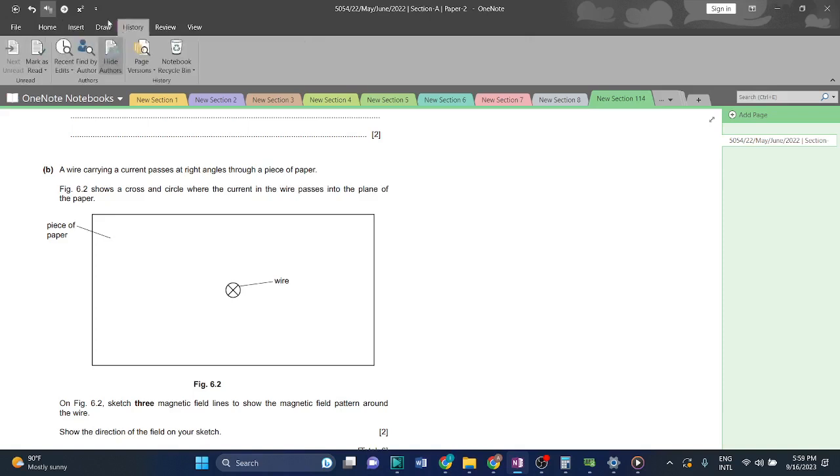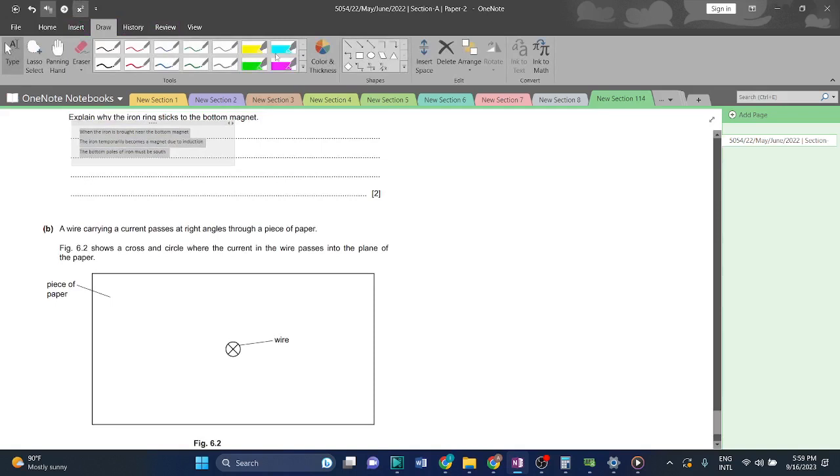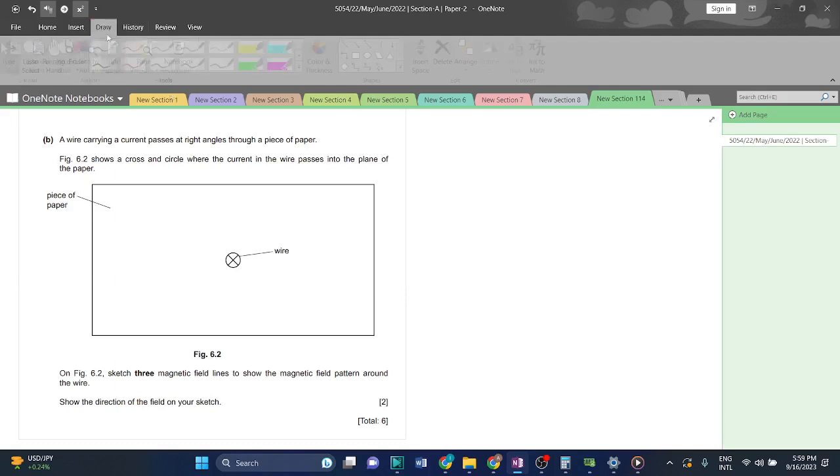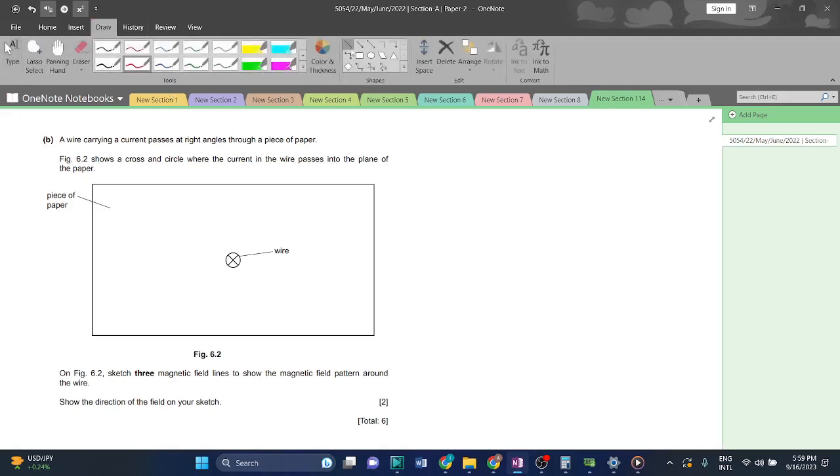B. A wire carrying a current passes at a right angle through the piece of paper. Figure 6.2 shows a cross and circle where the current in the wire passes into the plane of the paper. तो ये हमें वायर दी हुई है. On figure 6.2, sketch three magnetic field lines to show the magnetic field pattern around the wire. Show the direction of your field on your sketch. तो हमने इसकी बनाने three magnetic field lines.